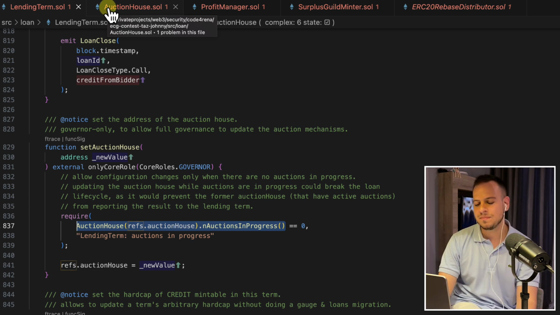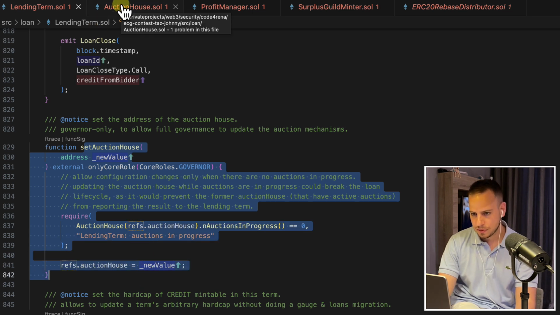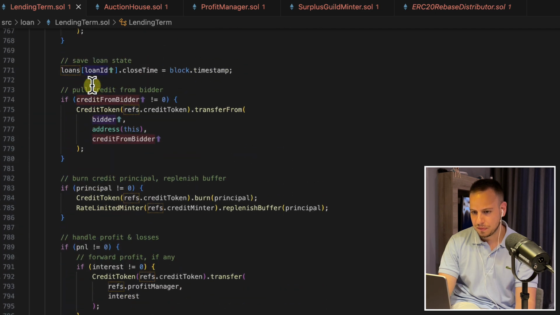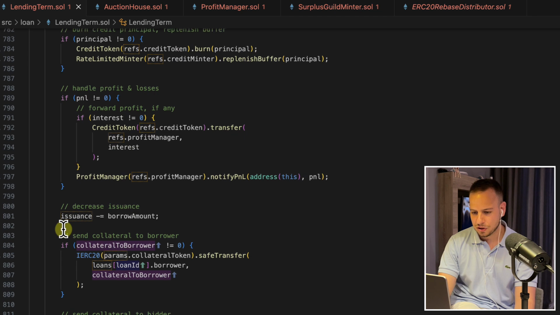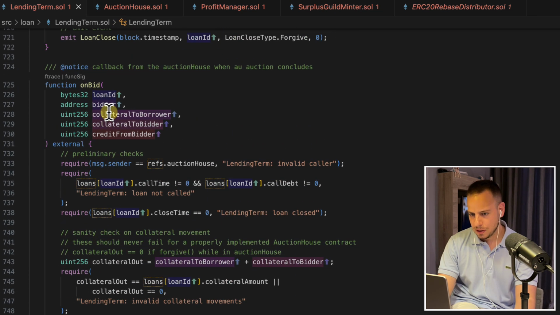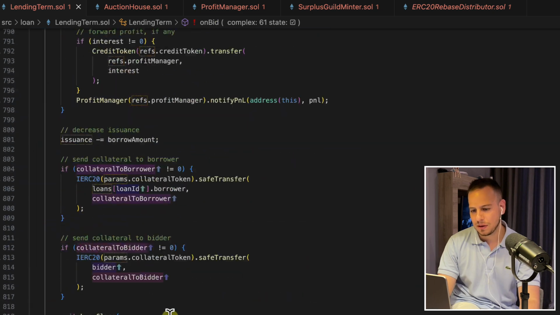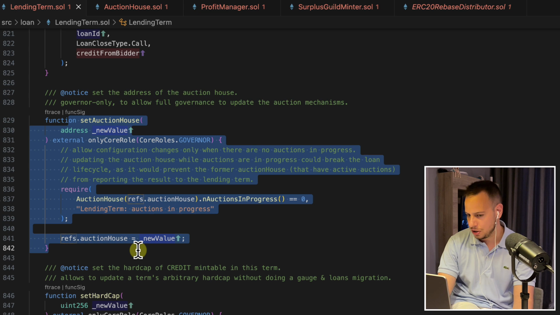Yes. So he basically is going to break the whole auction house contract. Yes. So if a governor calls the forgive function when there is a pending, ongoing auction, he basically breaks, but he only breaks this set auction house function, right? He cannot change it. Yes.